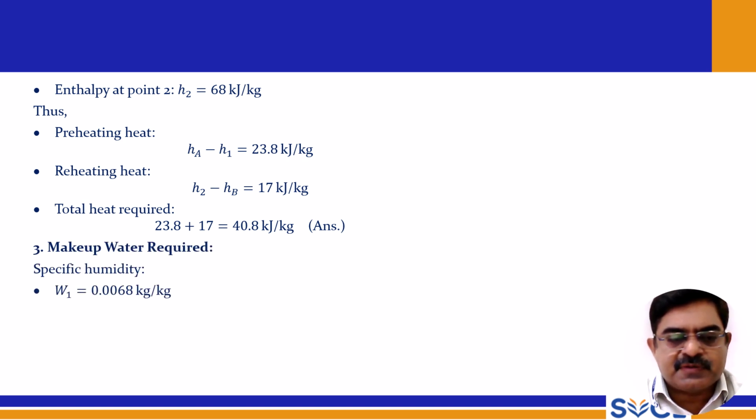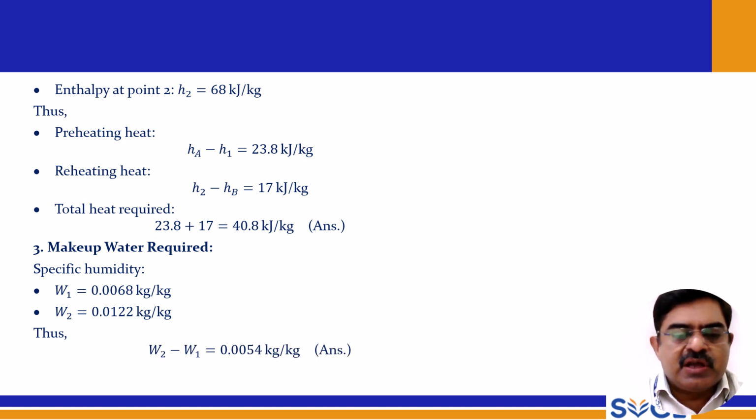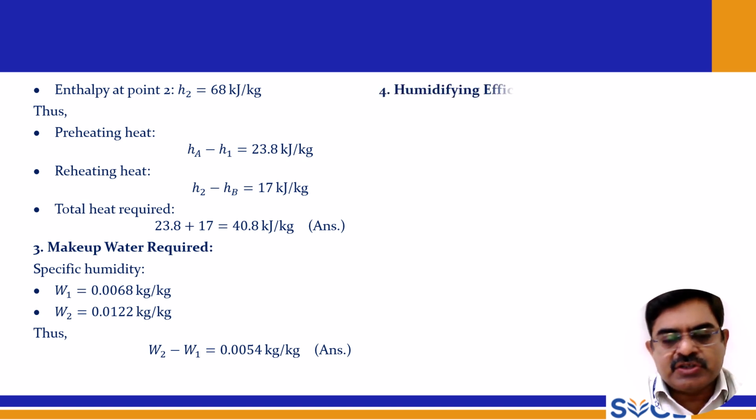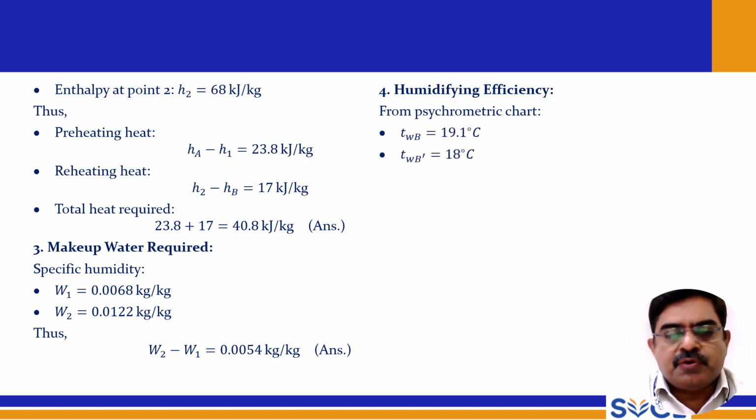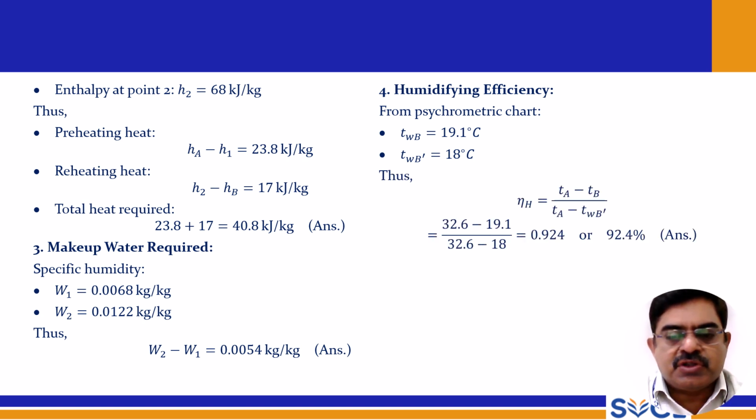Makeup water required: the specific humidities W1 and W2 we know both, and we can find it from W2 minus W1, equal to 0.0054 kg per kg of dry air. For the humidifying efficiency, the TWB is 19.1 from the psychrometric chart, and TWB dash is 18 degrees Celsius. The efficiency can be found from Ta minus Tb divided by Ta minus TWB dash. Substituting all these values, we get 92.4 percent. So this is the final answer.